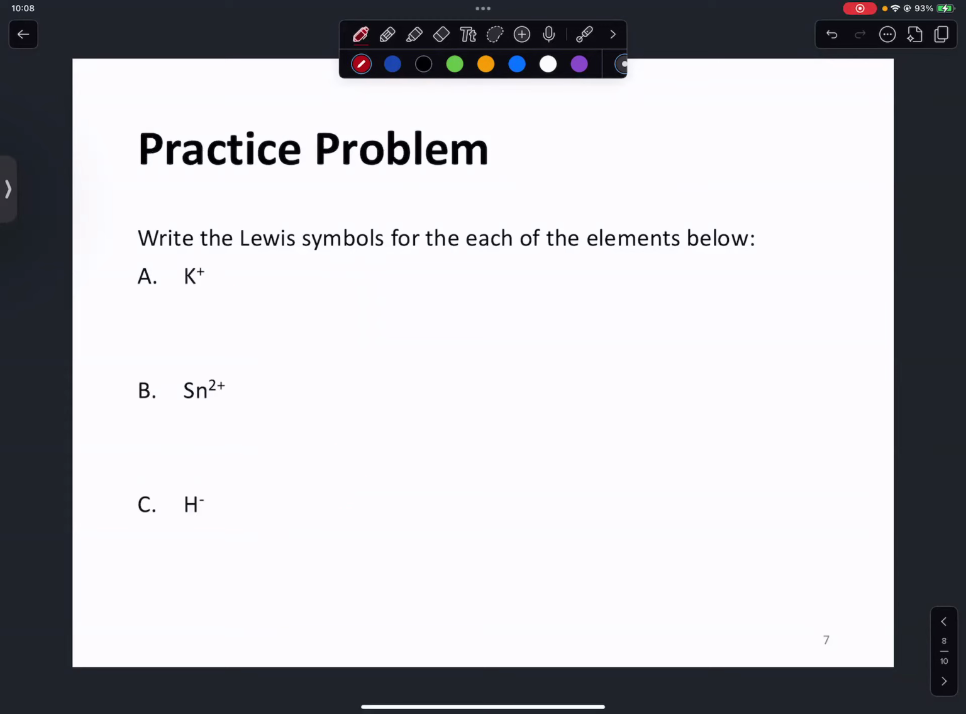Now, again, I want you to start working on this on your own: pause the video, and then check your answer. For potassium, potassium is in group 1, so it has 1 valence electron. We can draw it right here. Since it lost 1 electron, as indicated by the positive charge, I will take it away, and then I'll put it in a bracket with a positive charge.